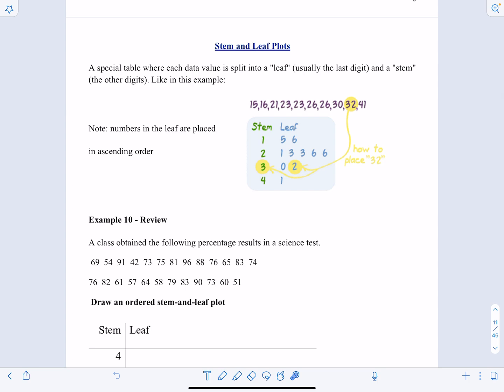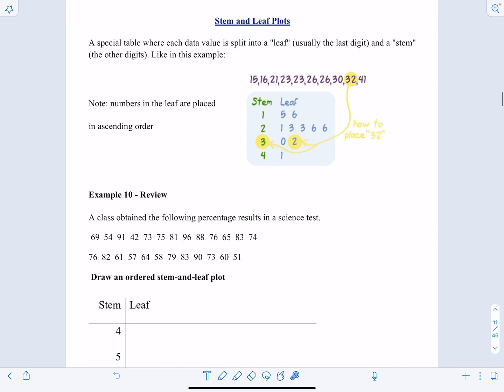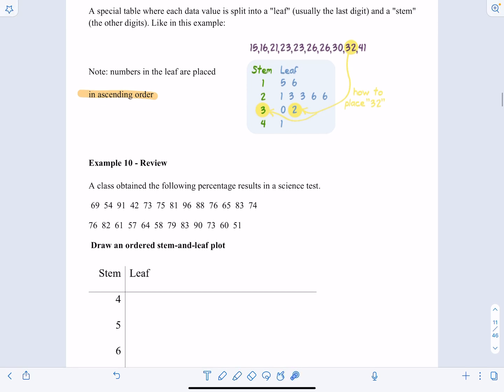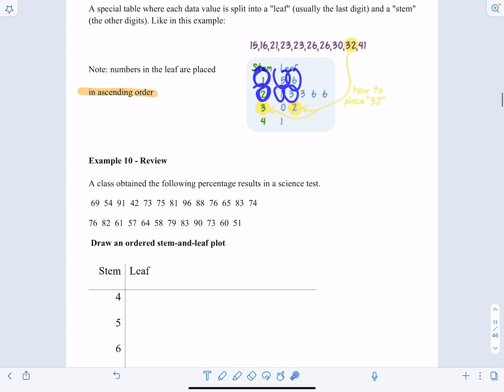Okay, so today we're going to be doing a stem and leaf plot. It's a special table where each data value is split into a stem, which is the tens, and a leaf, which is the units, as in this example. The stem is always on the left and the leaf is always on the right. The stem has the tens and the leaf has the ones. Key thing you need to remember: they have to be in ascending order. When you read it, it's pretty much like 15, 16, 21, 23, and so forth.